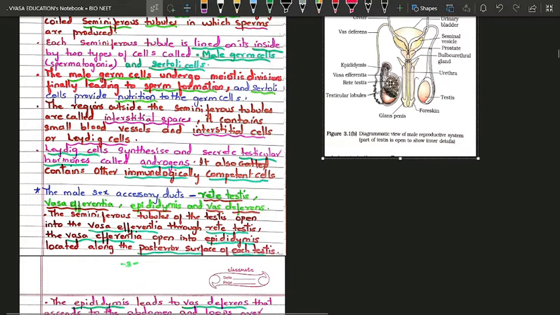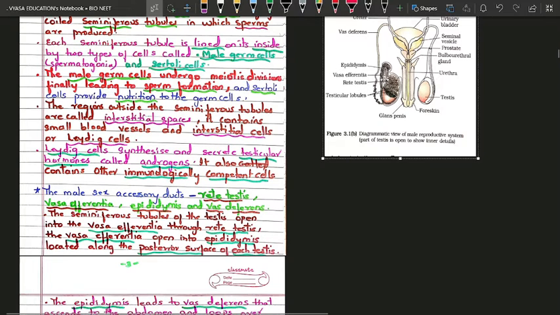It forms in the seminiferous tubules, isn't it? Yeah. So after formation of the sperms in the seminiferous tubules, first they pass on to the rete testis. Okay. So now at present you just listen to this one. The male sex accessory ducts are rete testis, vasa efferentia, epididymis, and vas deferens. The seminiferous tubules of the testis open into the vasa efferentia.